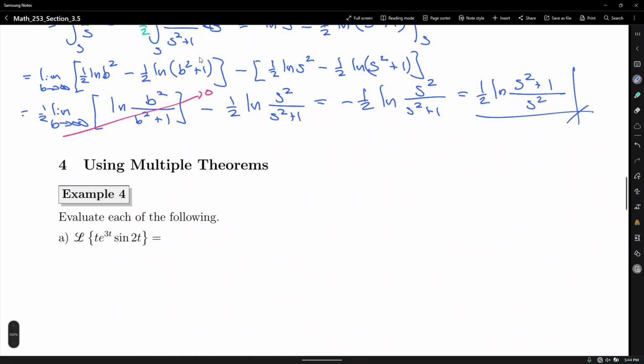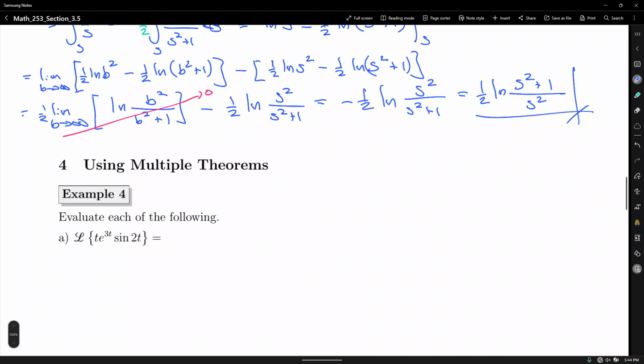All right, so let's evaluate the Laplace transform of t e to the 3t sine 2t. How do we evaluate this one? Imagine trying to evaluate this using the integral from 0 to infinity of e to the negative st, t e to the 3t sine 2t. Can you think of the integration by parts this would take? I don't want to do this using the integral. Well, we're going to take advantage of all the theorems that we have over here.